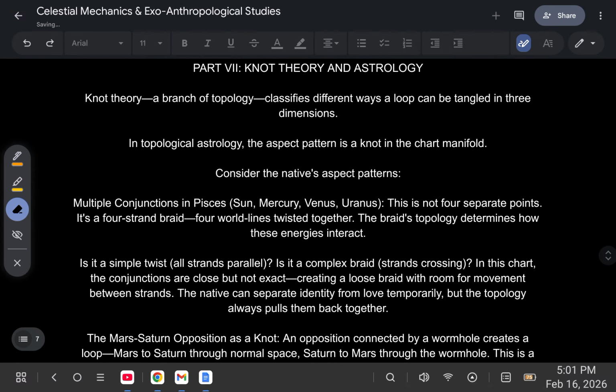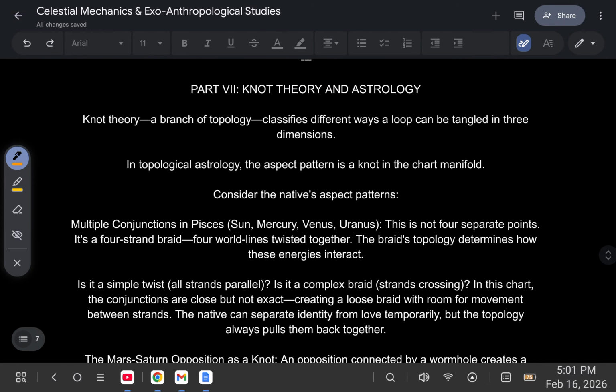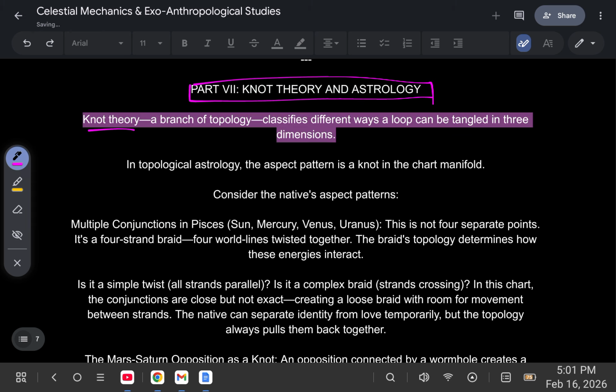Alright, let's go through knot theory and astrology. Knot theory, a branch of topology, classifies different ways a loop can be tangled in three dimensions. In topological astrology, the aspect pattern is a knot in the chart manifold. Let's consider the native's aspect patterns. So for me, I have multiple conjunctions in Pisces: Sun, Mercury, Venus, Uranus.